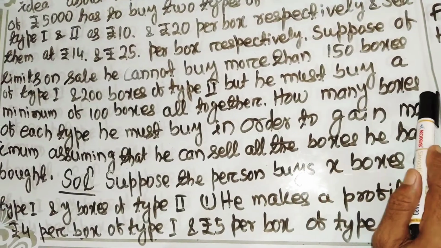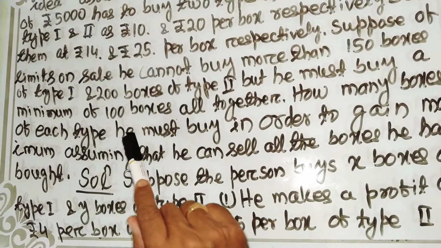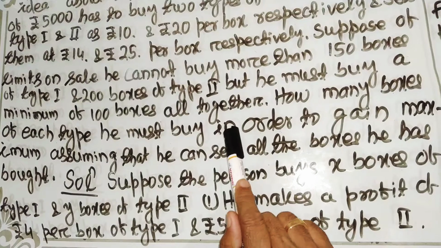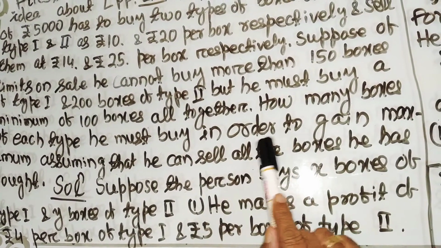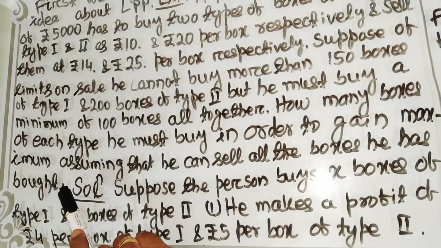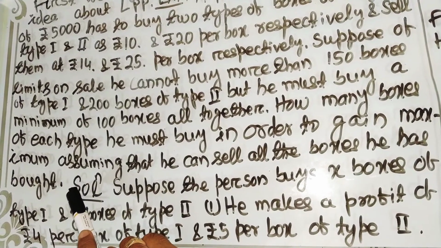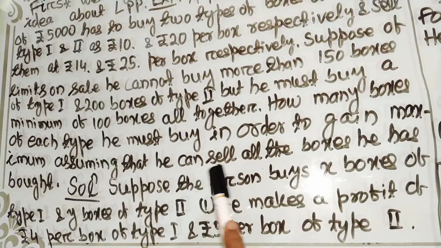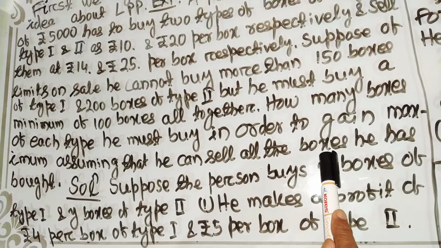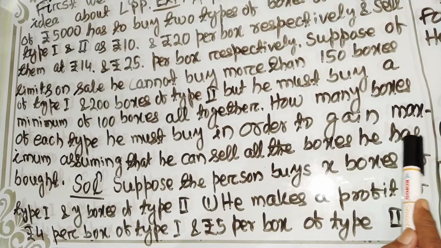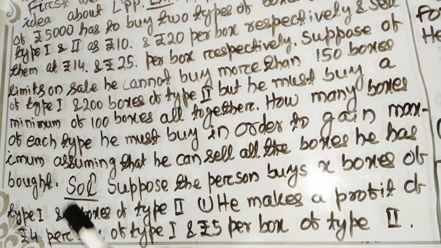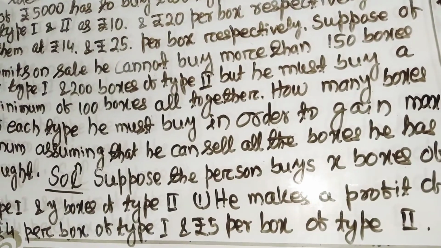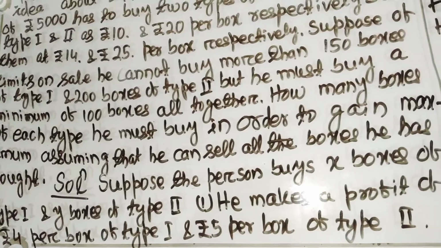How many boxes of each type must he buy in order to gain the maximum profit, assuming that he can sell all the boxes he has bought? Solution: maximum profit.